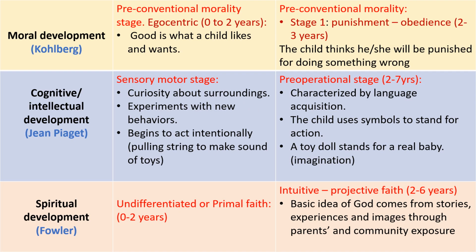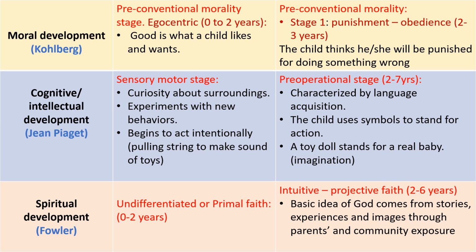Third one, moral development by Kohlberg. Pre-conventional morality. The pre-conventional morality stage is also divided into two. From 0 to 2 years it is an egocentric phase. From 2 to 4 years, it is stage 1 of pre-conventional morality, that is the punishment obedience phase. So with an example you will be able to understand.